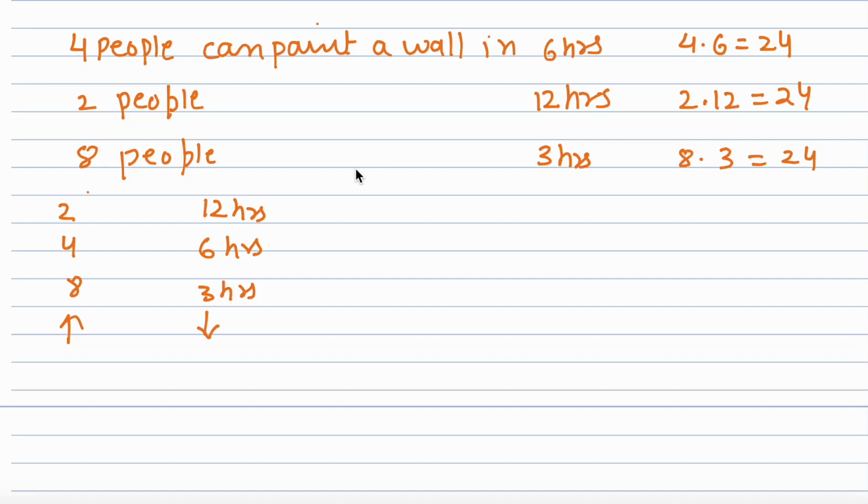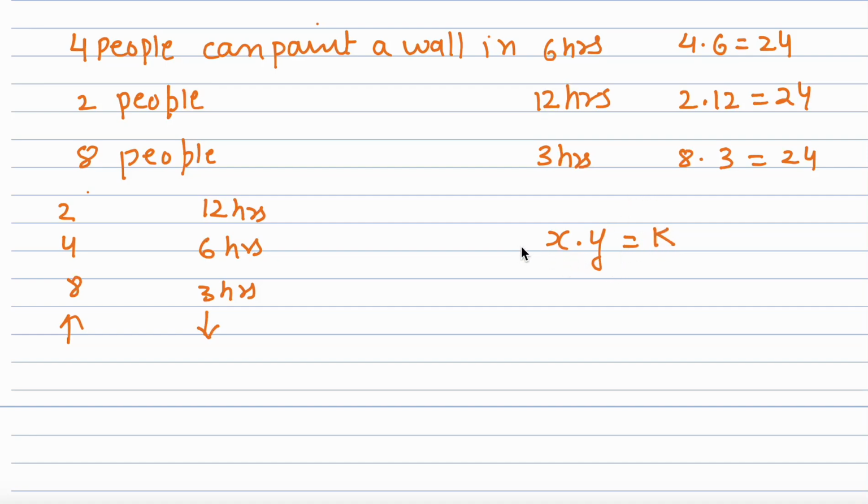When two quantities are inversely proportional, see, their product is always the same. 4 times 6 is 24, 2 times 12 is 24, 8 times 3 is 24. So in the case of inversely proportional, the product of the two quantities will always be a constant. These quantities can be anything.